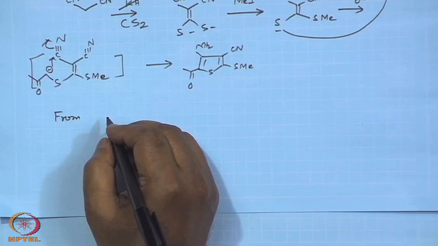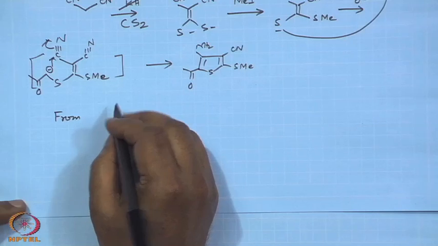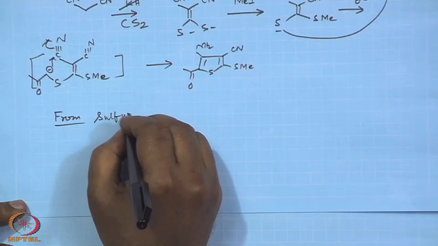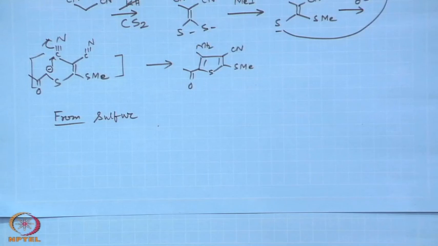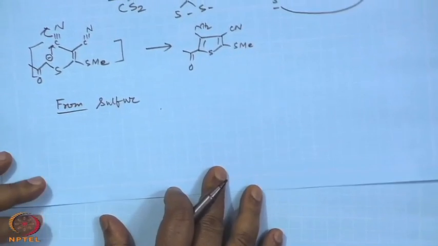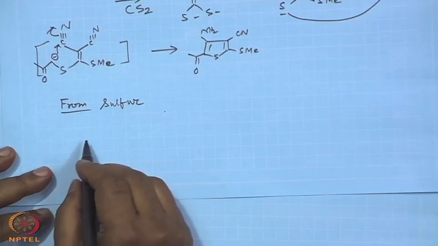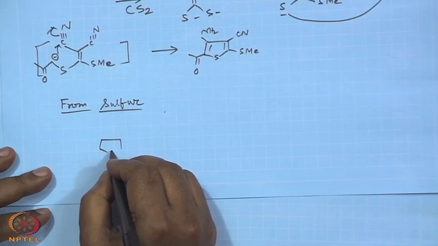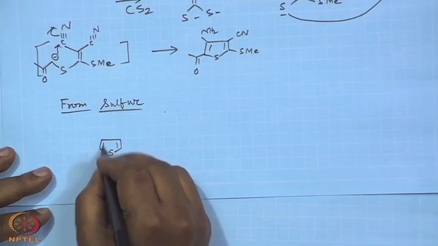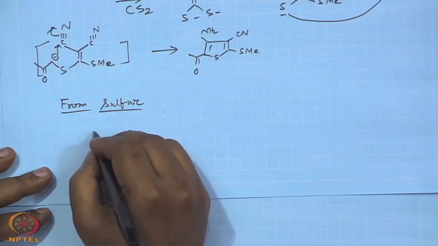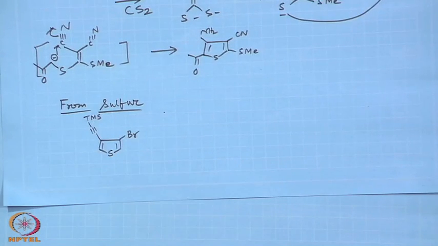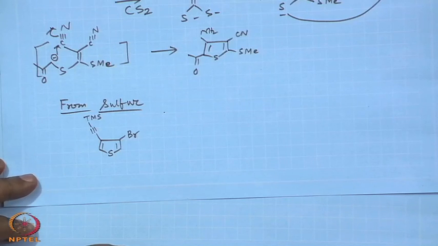Let me next give one more example, from elemental sulfur. So far we have been using sulfur carbon compounds, and now elemental sulfur also can be used to form thiophene. In this example, you start from a thiophene with an alkyne side chain. Alkyne, we have seen before, has been a very good precursor for heterocycle synthesis because of the endocyclizations.